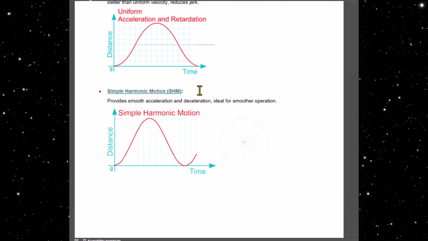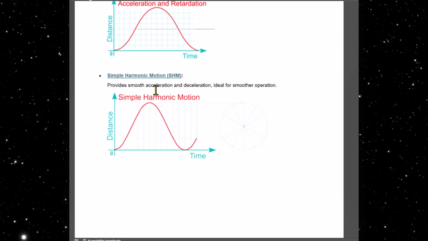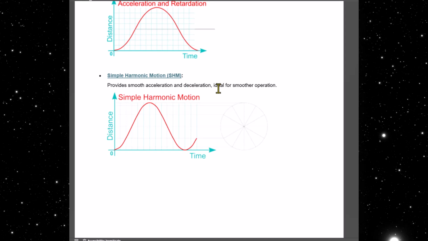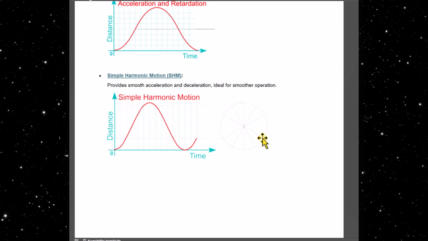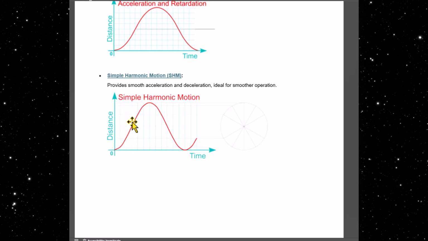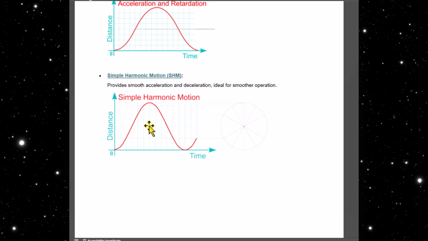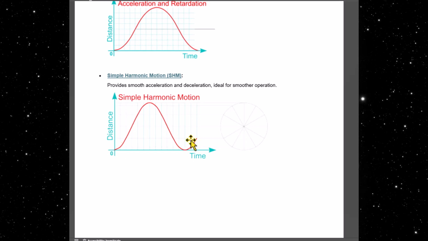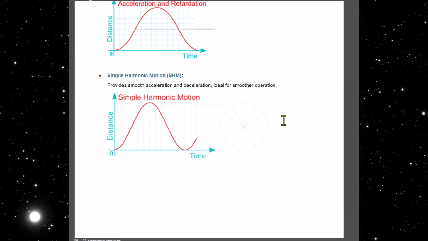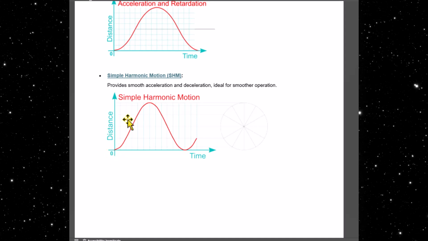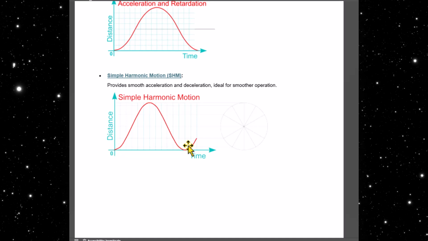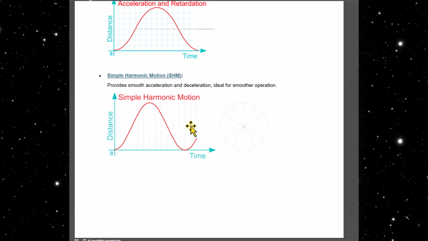The simple harmonic motion provides smooth acceleration and deceleration, ideal for very smooth operation. In this case, you can see it's basically a sine wave that we are drawing here, and we use it then as a follower to get a nice and smooth open and close motion.